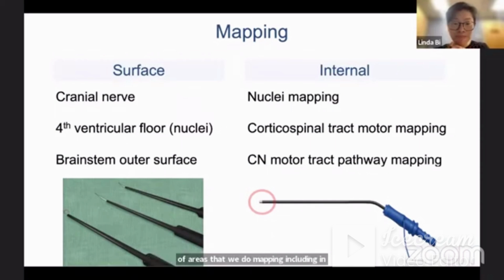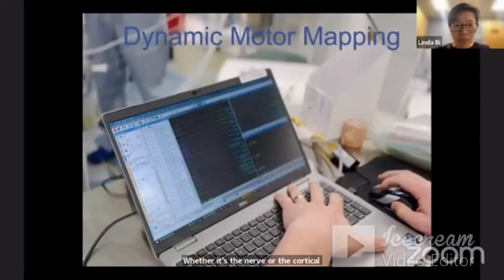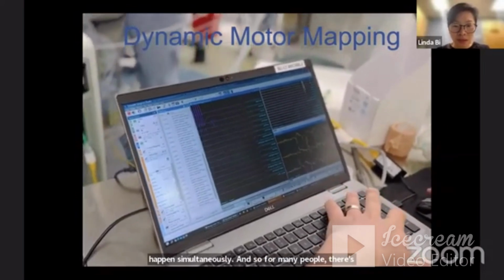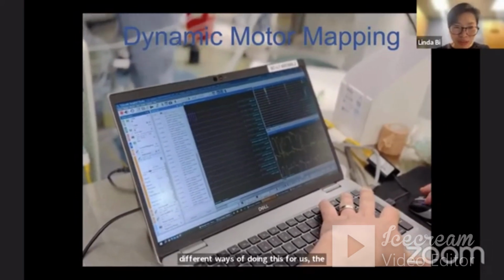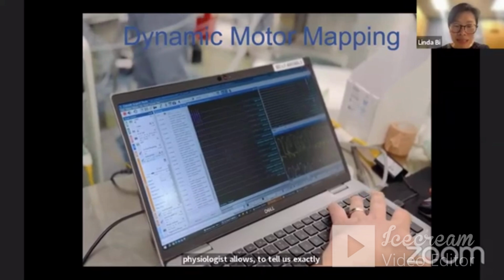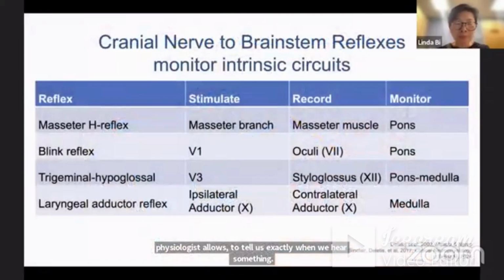An alternative that has gained a lot of traction in supratentorial intraaxial surgery is to use a monopolar stimulating suction, such that both the tumor resection and the continuous interrogation of the critical structure, whether it's a nerve or the corticospinal tract, can happen simultaneously. And so for many people, there's different ways of doing this. For us, the monitoring physiologist tells us exactly when they hear something at the exact stimulus there.